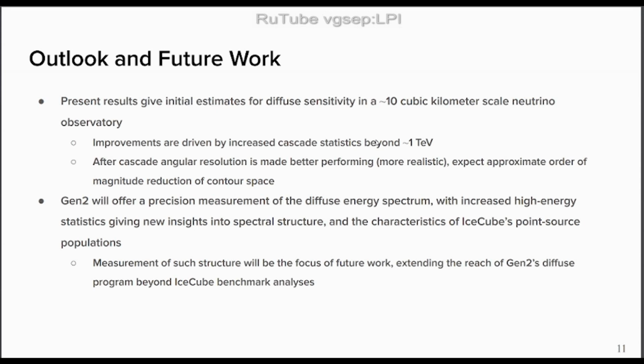Just as a final closing statement, in general, Gen2 will offer a precision measurement of the diffuse energy spectrum, and that's sort of been shown through this work. But there's also a lot to see with its ability to measure spectral structure as well. And this will really be the focus of future work and extend the science program beyond IceCube.